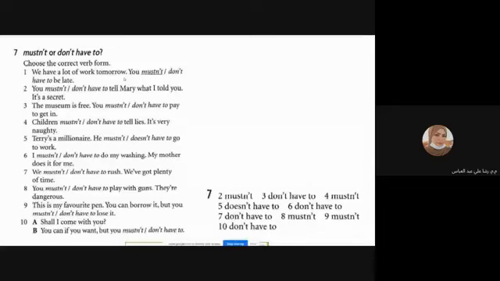Now the difference between mustn't and don't have to. Is there any difference? Yes, of course. There is a difference. الاختلاف هو mustn't is used for prohibition, للمنع. So we can't do this because there would be a problem. حتكون مشكلة إذا سوينا هذا الشيء.